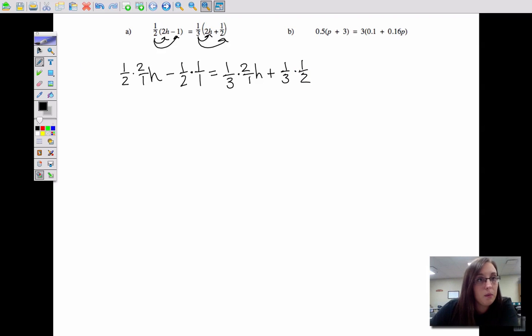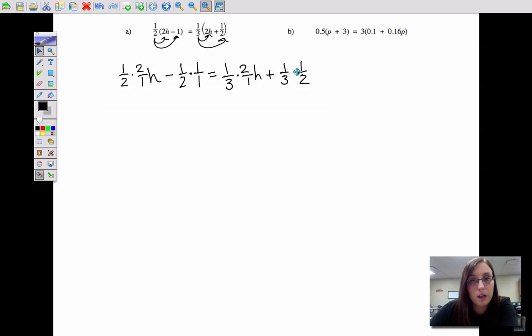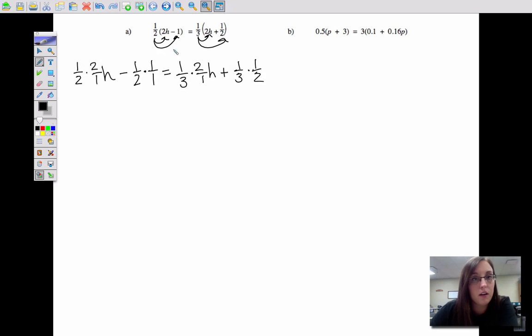And what you need to remember is that any whole number can be turned into a fraction by putting a 1 under it. So for example, with this 2 here, I rewrote it as 2 over 1. And with this 1, I rewrote it as 1 over 1. Okay, so then when you multiply fractions, it's really easy. You just multiply right across. So here I'm going to get 2 over 2h minus 1/2 equals 2/3 h plus 1/6.